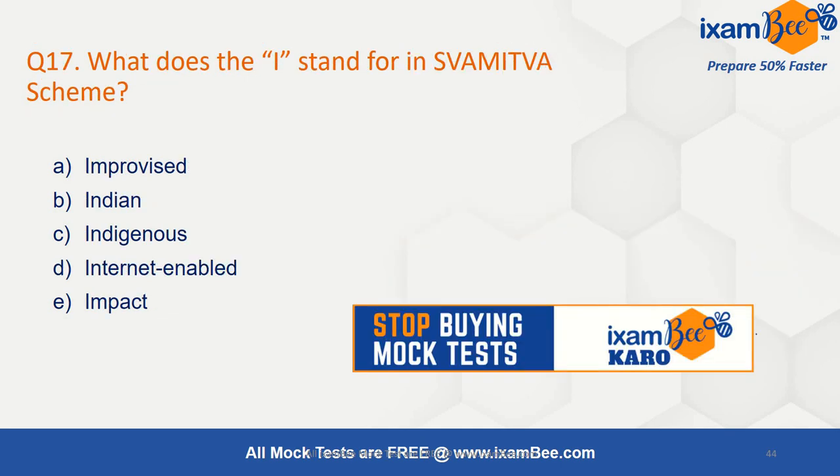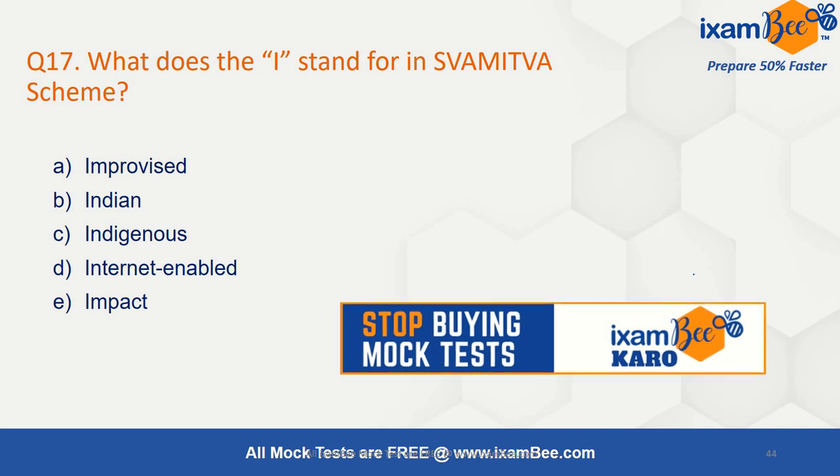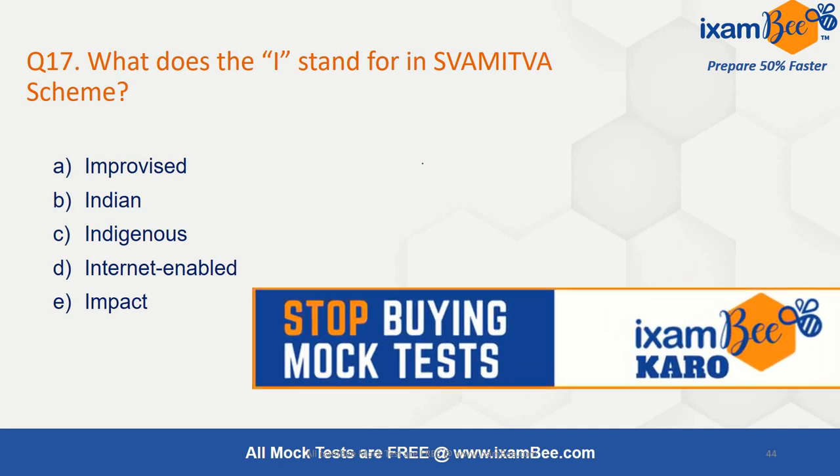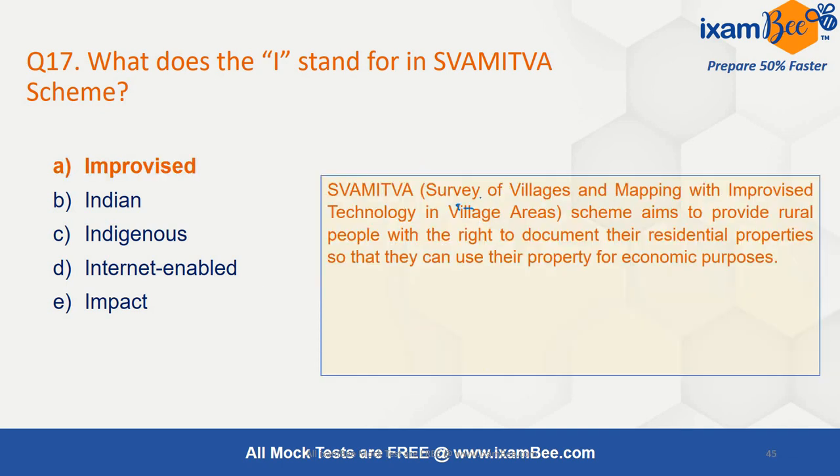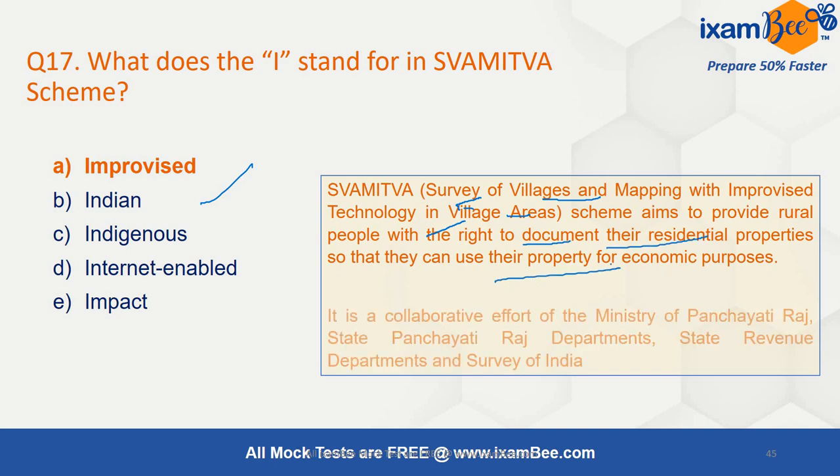What does I stand for in the SVAMITVA scheme? What is the full form of the SVAMITVA scheme? It is Survey of Villages and Mapping with Improvised Technology in Village Areas. So improvised becomes the answer. That scheme helps to provide rural people with the right to document their residential properties so that they can use the property for economic purposes. This scheme is a collaborative effort of the Ministry of Panchayati Raj, State Panchayati Raj Department, and State Revenue Department.